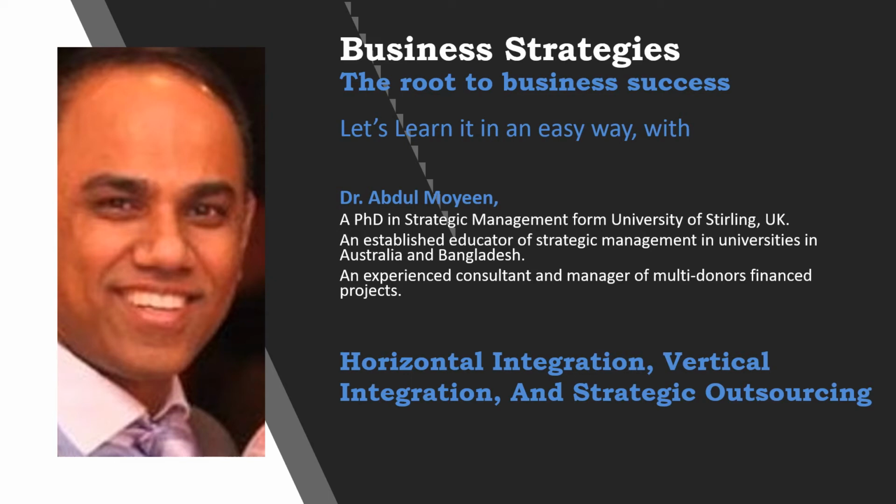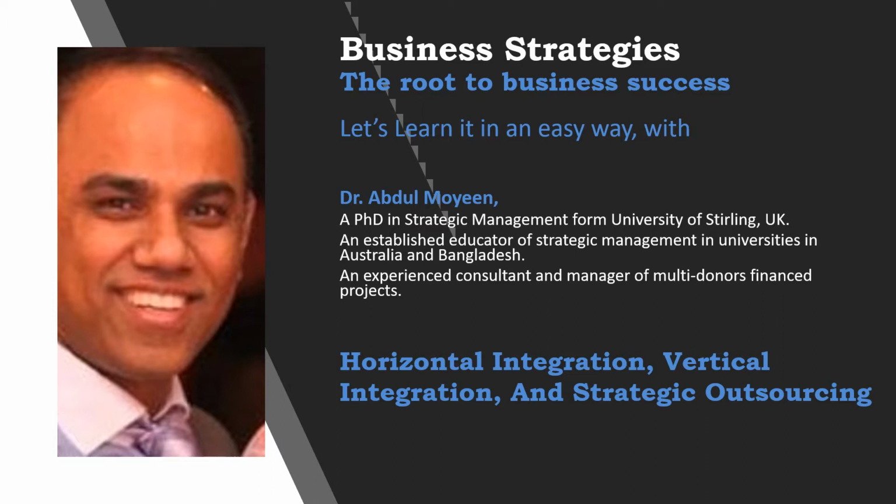Welcome to the corporate level strategy section of strategic management course. In this section, we are going to discuss the various types of corporate level strategies, which include horizontal and vertical integration, related and unrelated diversification, as well as strategic alliances and strategic outsourcing.